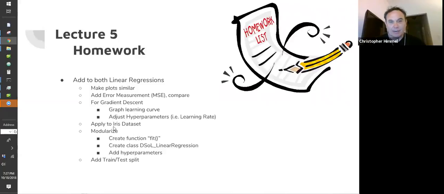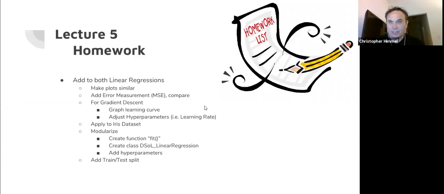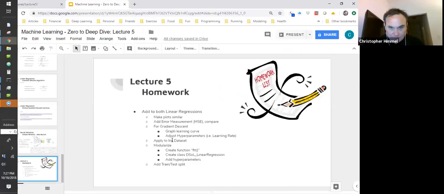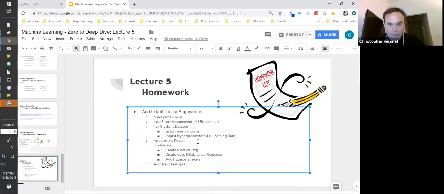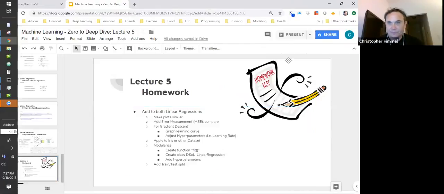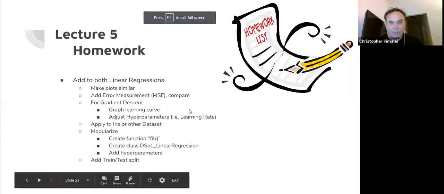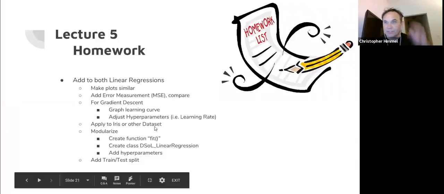Okay, then apply to the iris data set. Apply to a different data set. That's another application, another homework assignment. And I will just change that here: iris or other data set. And when you go out there, you'll pull up the latest version of this when I post it.